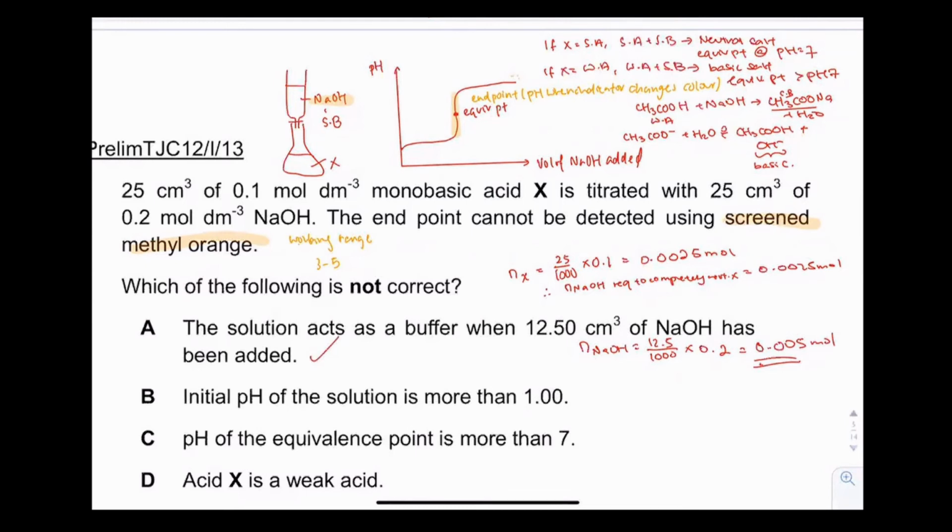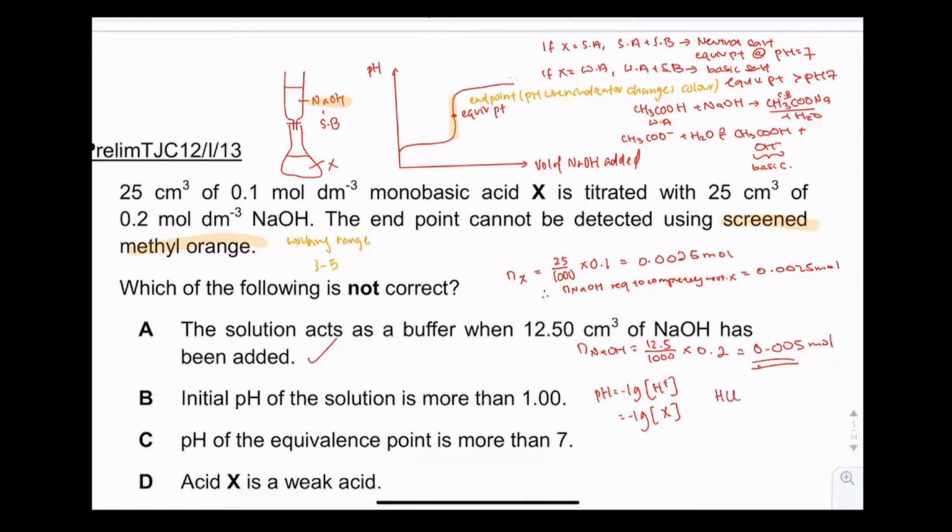Next, let's look at B. The initial pH of the solution is more than 1. Okay, so over here, again, I don't know whether it's a strong or a weak acid. However, I know that if it is a strong acid, then pH equals negative log concentration of H+. Then this concentration of H+ is equivalent to the concentration of the acid X. Because if it's a strong acid, then it will ionize completely in water to give you H+ ions, correct?